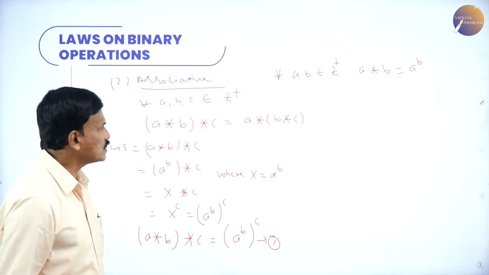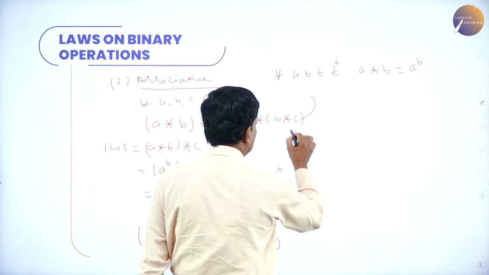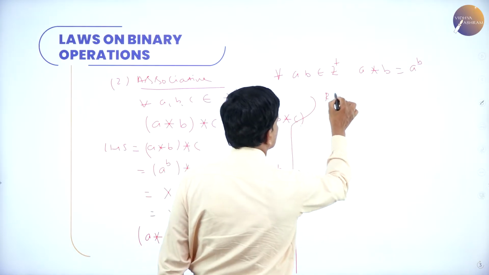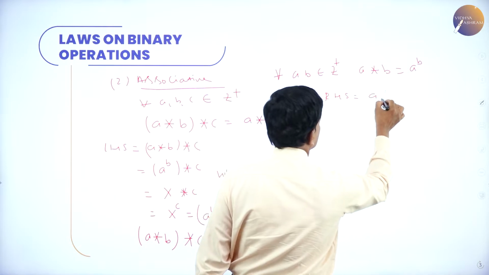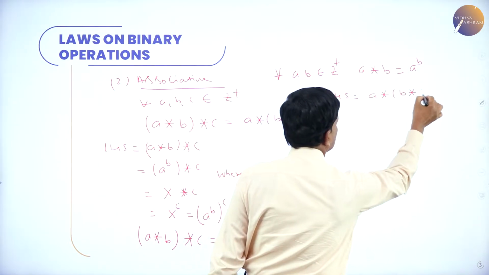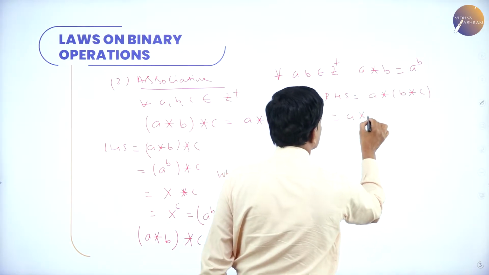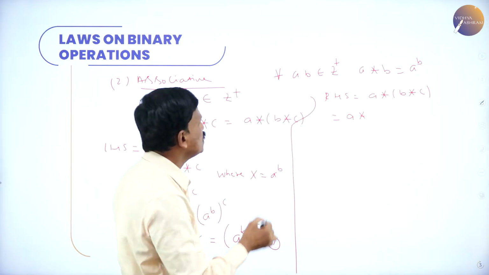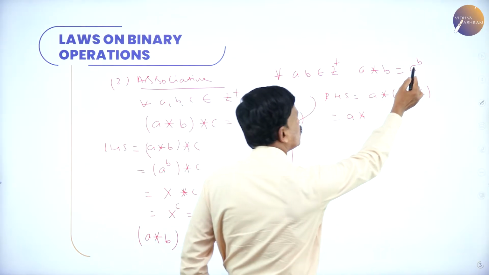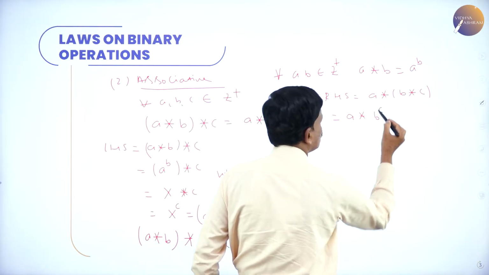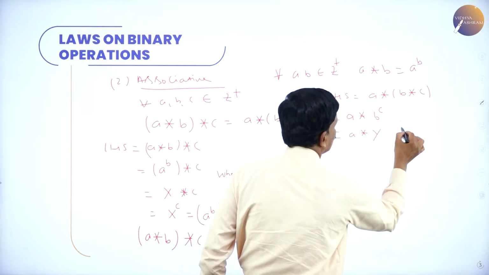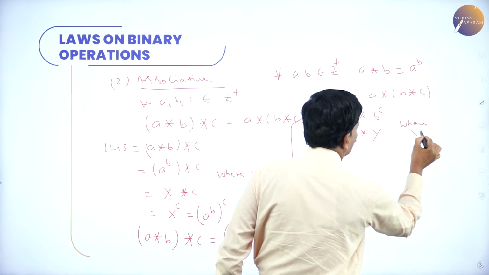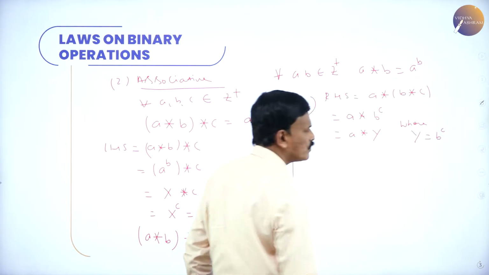So, that is the LHS. Come to the right hand side. On the other hand, take RHS. What is RHS? A star (B star C). This is A star something. Now, what is B star C? If A star B is equal to A to the power of B, then B star C can be written as B to the power of C. Now, let us call it Y, where Y is equal to B to the power of C.